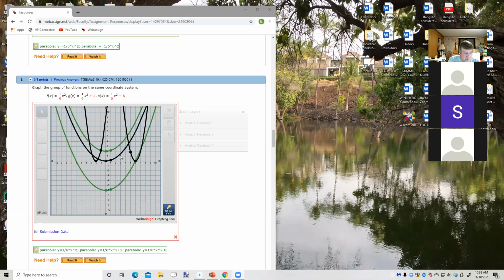Now, this black graph, I have a feeling that it is correct. It's over the top of the green one. The problem is in graphing 1/6. How would you do that?